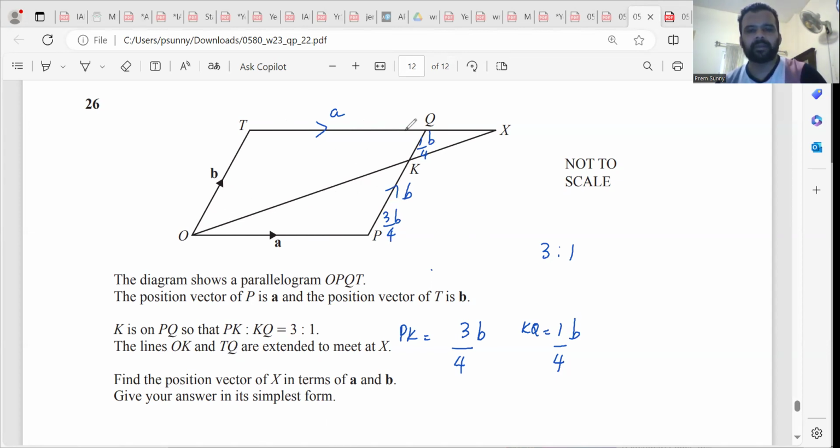Now, the lines OK and TQ are extended to meet at X. Find the position vector of X. Position vector of X means from the origin, O to X. OX is what we need to find out here. So we need the best possible route. From O to reach X, the best possible route which I can see here is OT plus TX. I'll take it as OT plus TQ plus QX.